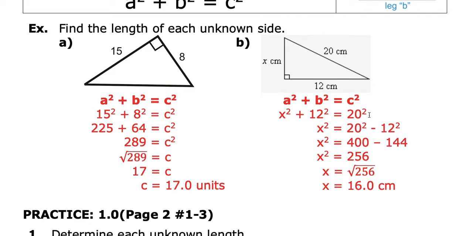Using opposite operations, we have x squared that we're trying to get by itself. We'll get rid of the term 12 squared by subtracting 12 squared from each side. And then in the next line, what we have is the exponent evaluated for 20 squared, which is 400, and 12 squared, which is 144. In the next line, we take the difference using subtraction. And then when we get to the stage, x squared is equal to 256, we take the square root of each side to get 16 using a calculator. So those are the two forms of Pythagorean theorem that you should be capable of solving.